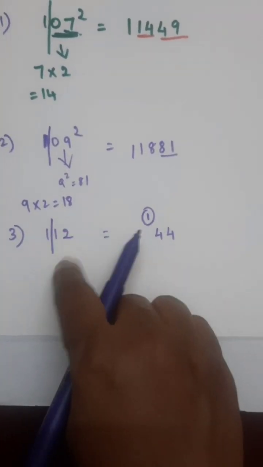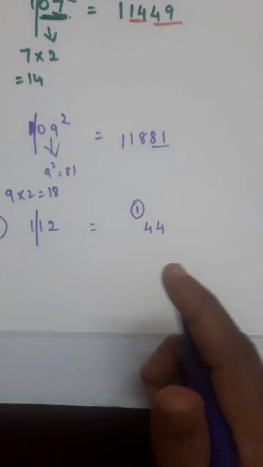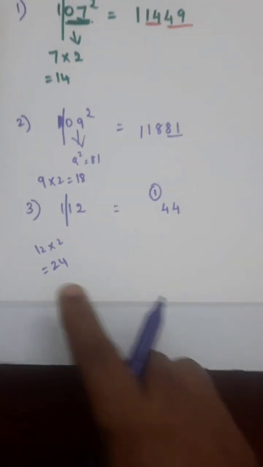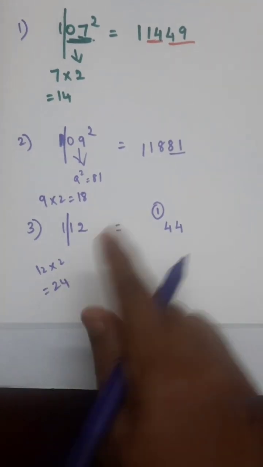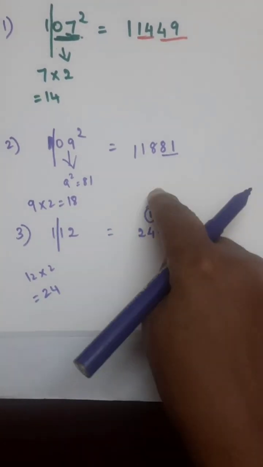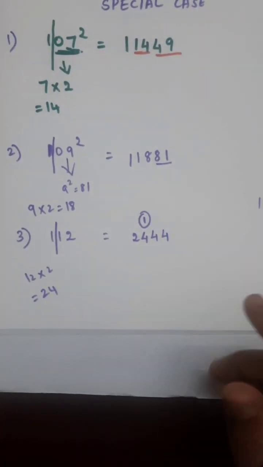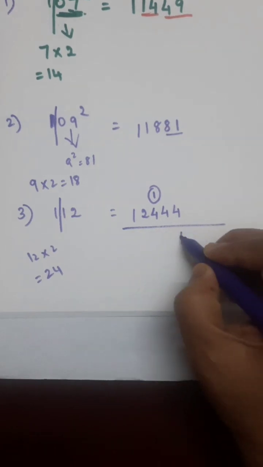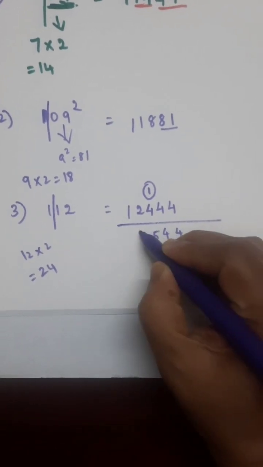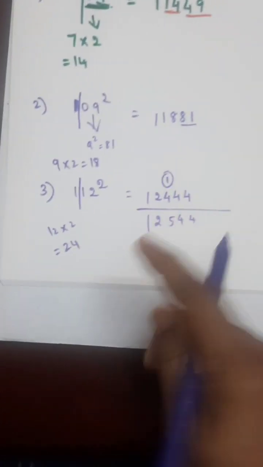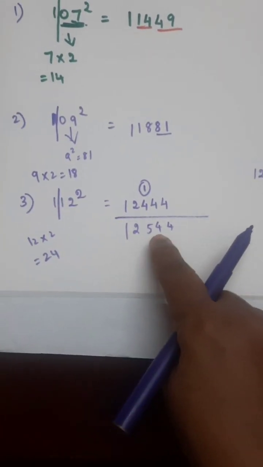Okay, now double the 12. 12 into 2 is 24. I will write it here, 24, and over that 4 you have one carry. And this one will be written like this. So when you add this, 4, 4, 5, 2, 1. That's all. So 112 square is 12544.